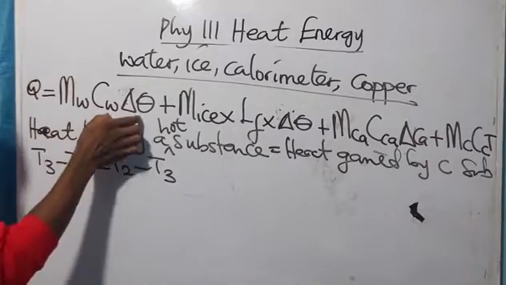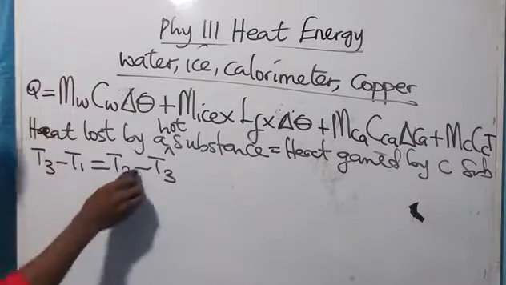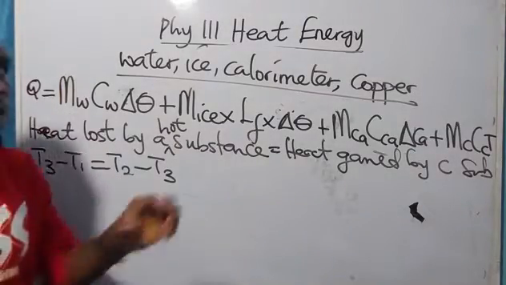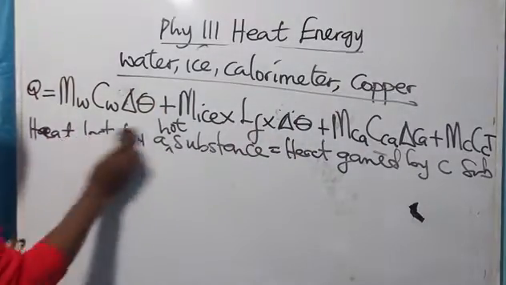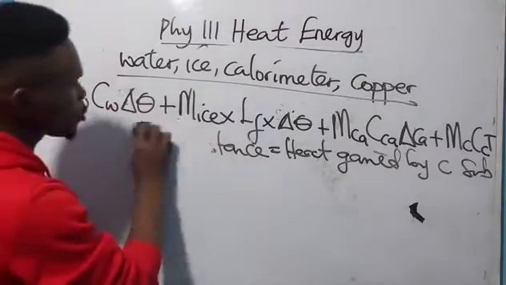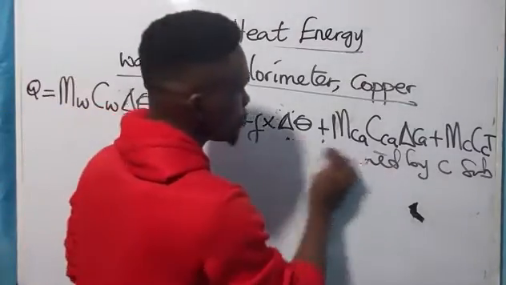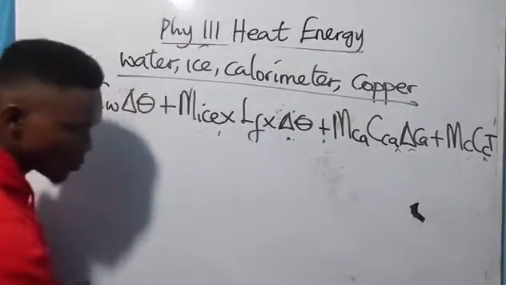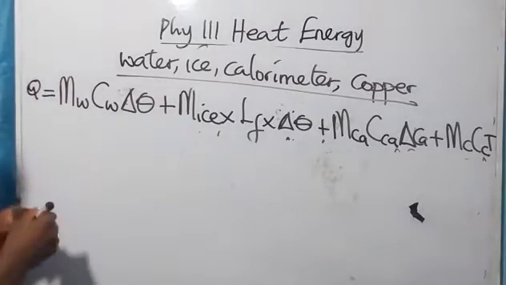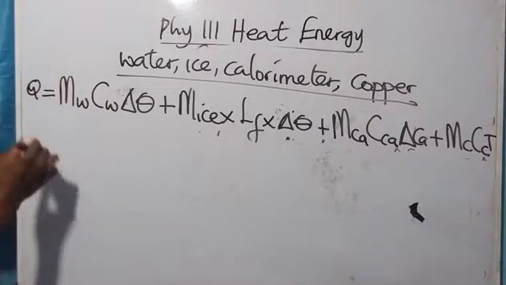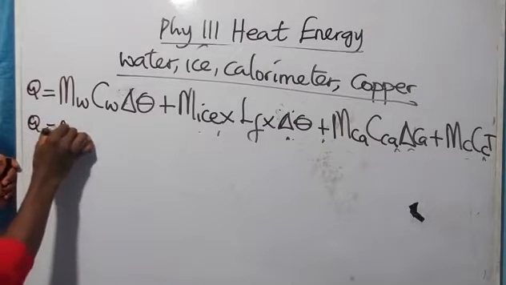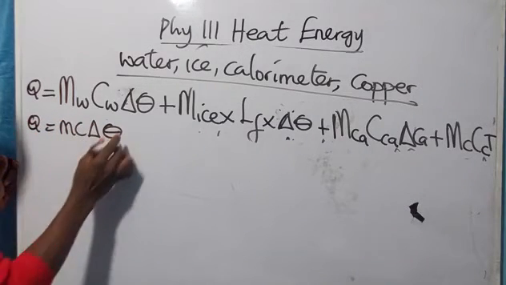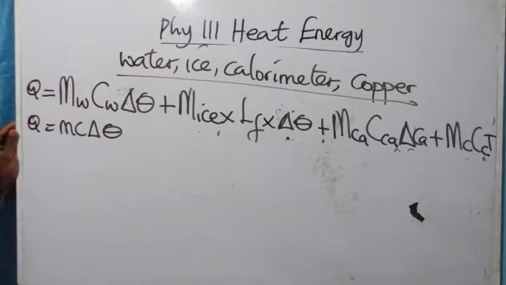Now, apart from what I've just deduced, what I just did is called the mixing method. We also have what is called the electrical method. How do we deduce the formula? From electricity, you know that Q equals MC times temperature change.